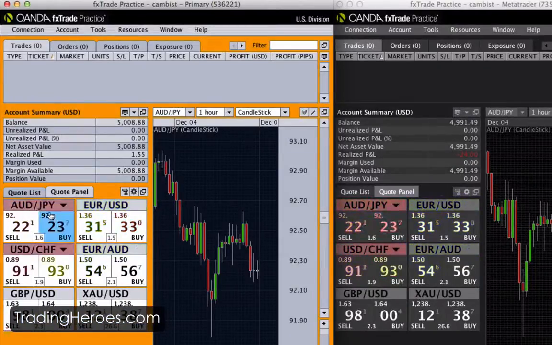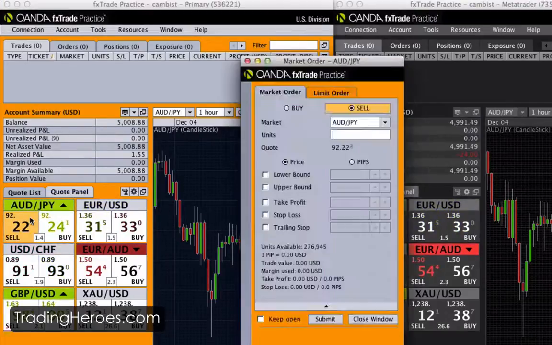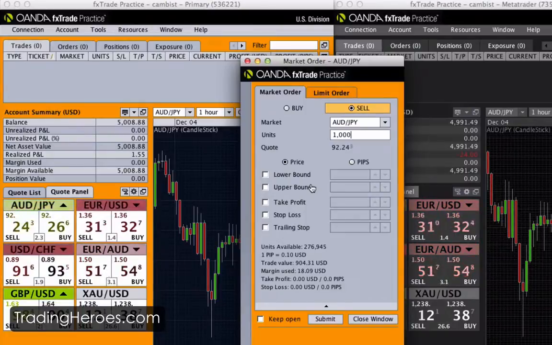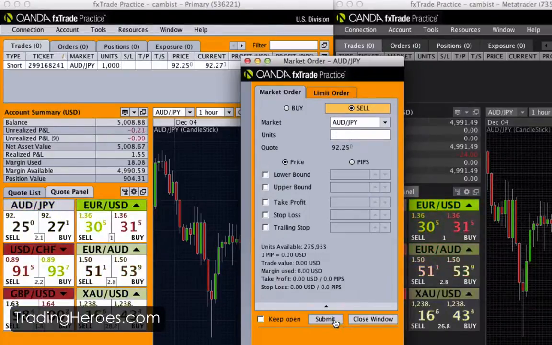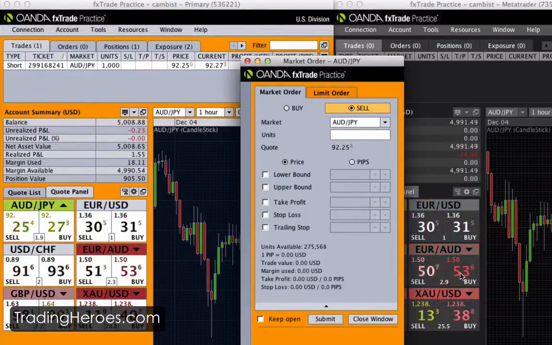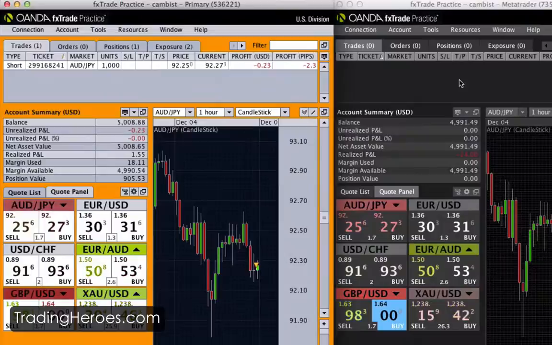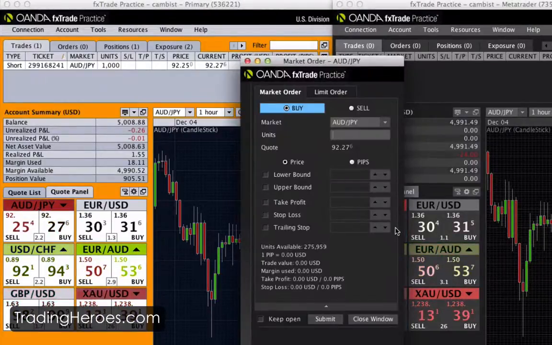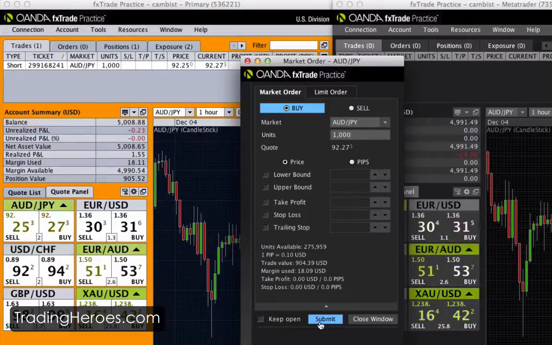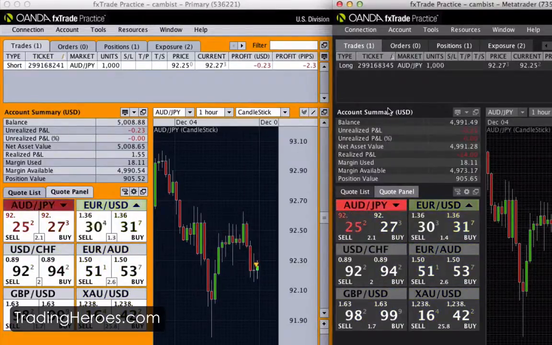So let me give you an example. If we do the Aussie yen, we can sell in this account, let's say 1,000 units, and then in this account we can buy 1,000 units, and that's how we can have two positions at the same time.